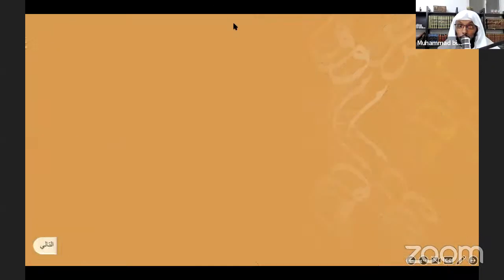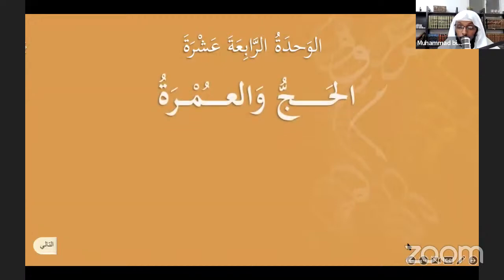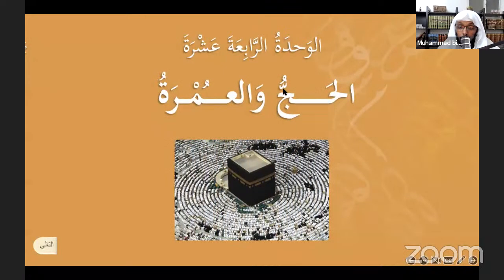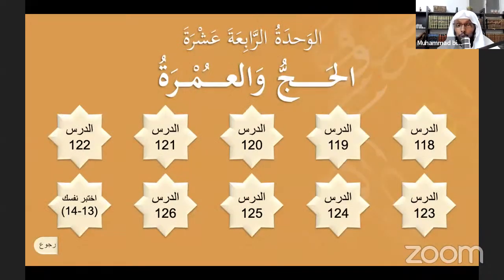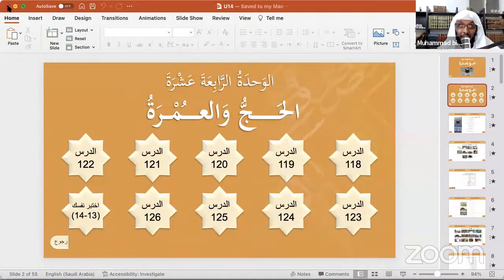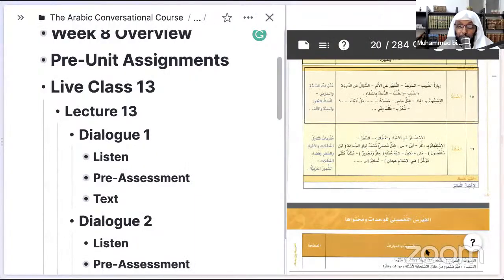Here we go. الحج والعمرة. الوحدة الرابعة عشرة. الحج والعمرة. No. Wait a minute. We did this one last time. That's the wrong one. That's the one we meant to do.